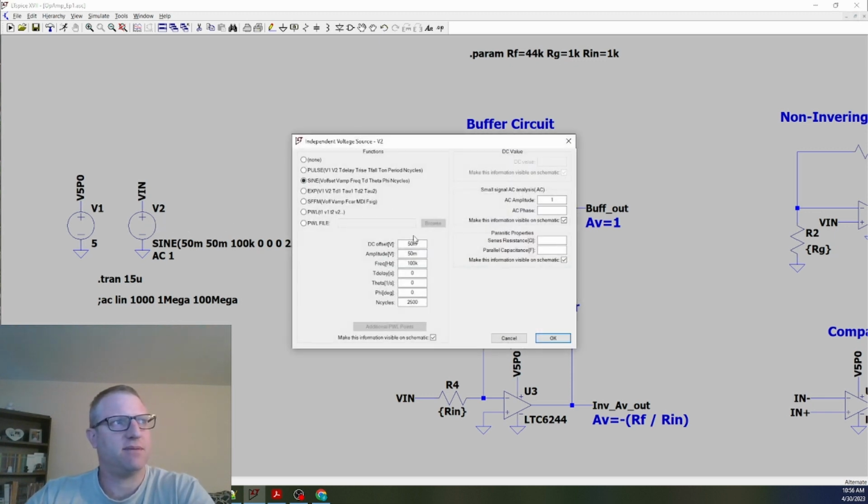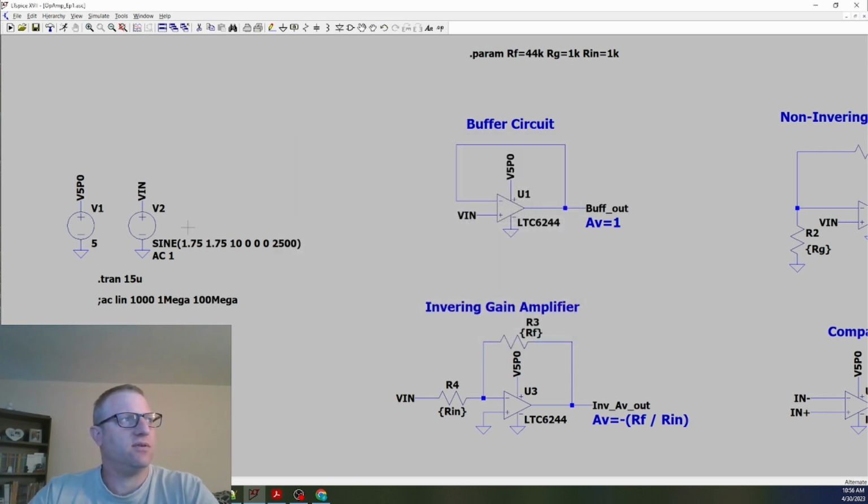This one right here, I set up as our sine wave. The AC amplitude, I just put as 1. This is if we wanted to do an AC transient, which we will not do in this video. I gave it a DC offset of, we'll change this. So we'll make our DC offset 1.75 volts. Our amplitude, 1.75. We will run it at 10 hertz. And no delay and no phase shift. And we'll just run it for 2,500 cycles. So that is now our sine wave.